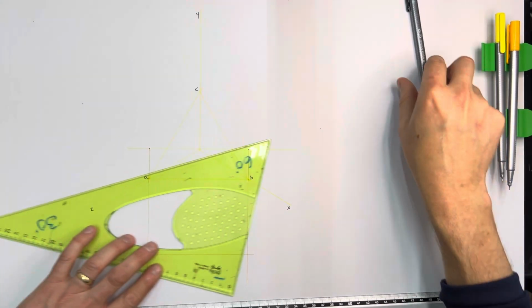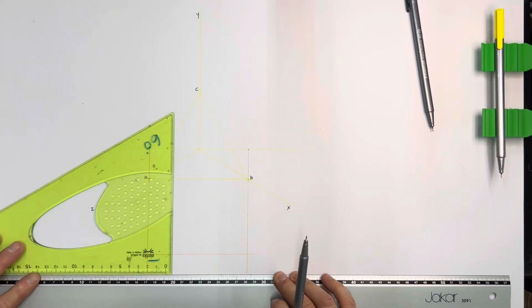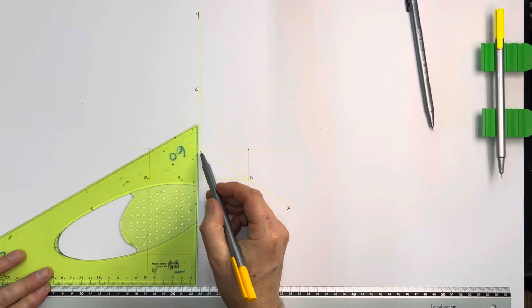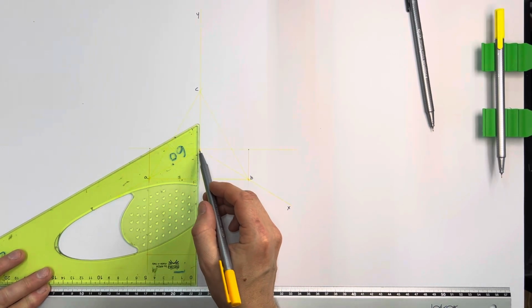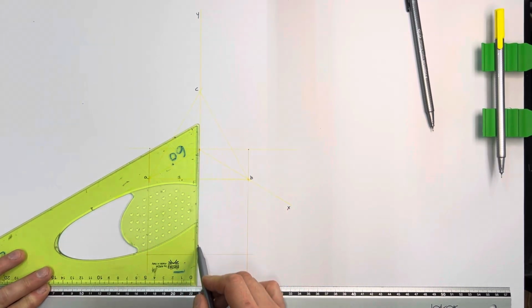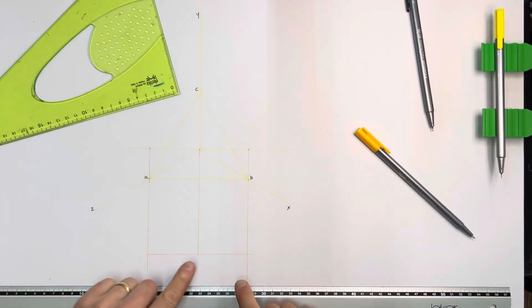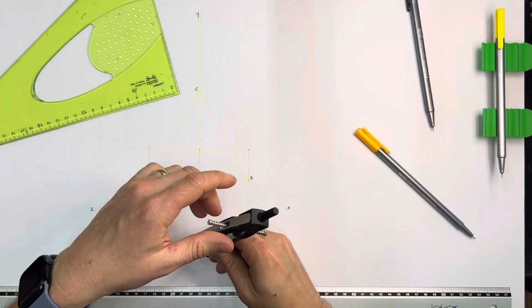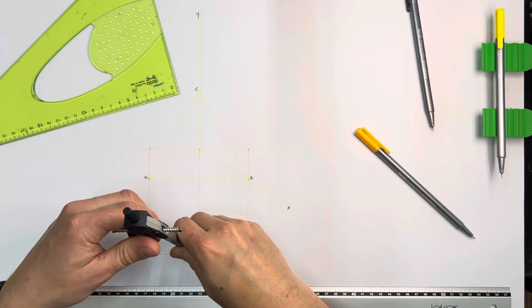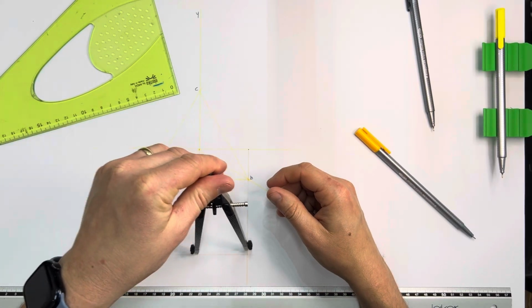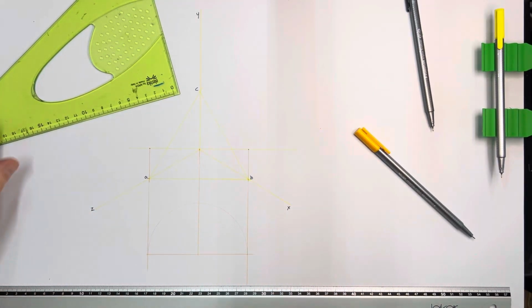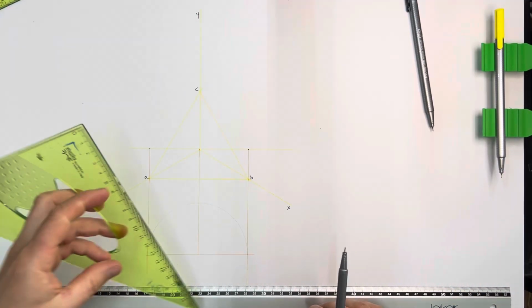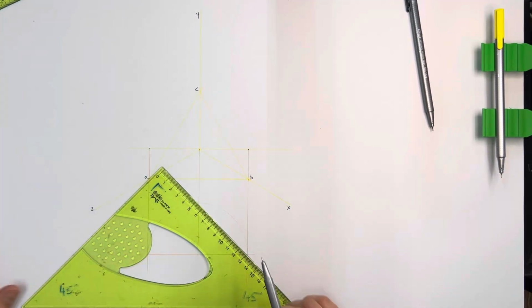Now, I could bisect the distance, but of course, because the axes are symmetrical, I could just take a line straight down from the center of the axis. That's the same thing, so that's the exact center of that line. Draw my semicircle. And this is the angle then that the plan is going to be drawn at.